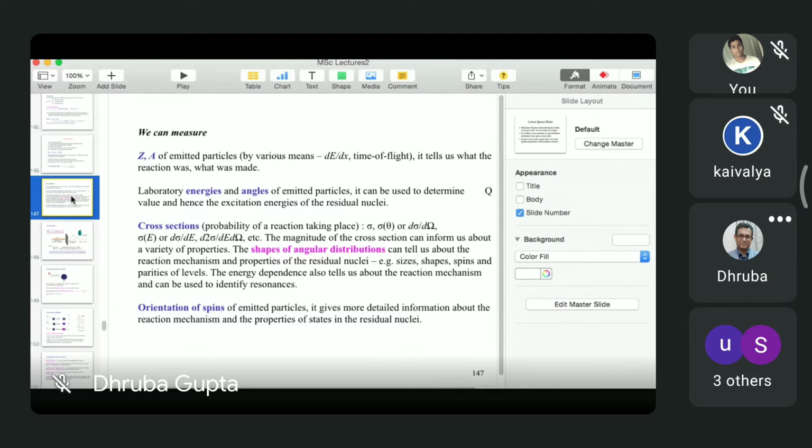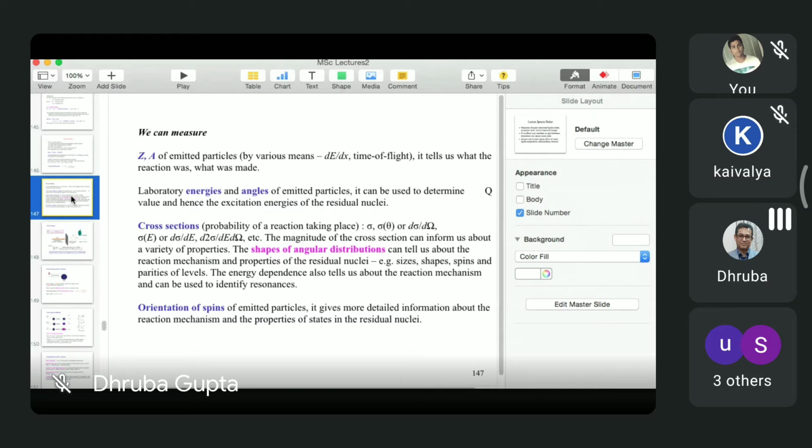Now if you plot the cross sections at different angles, you come out to a curve, like d sigma d omega versus theta. In the x-axis you plot the angles, and at particular angles you plot the number of particles that have fallen in the detector in that particular solid angle. That will give you the cross section.